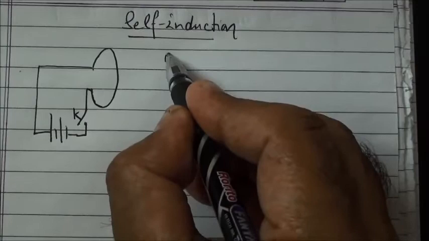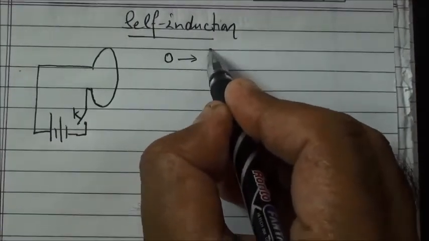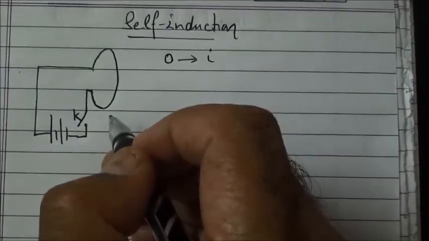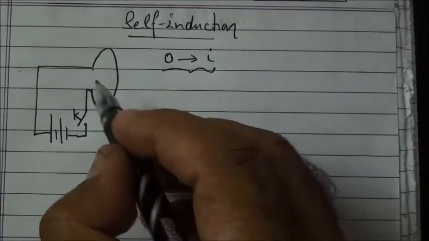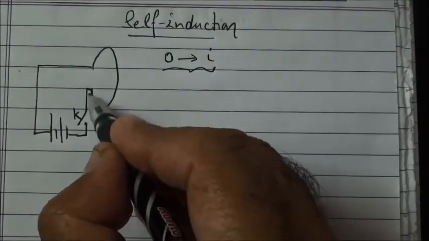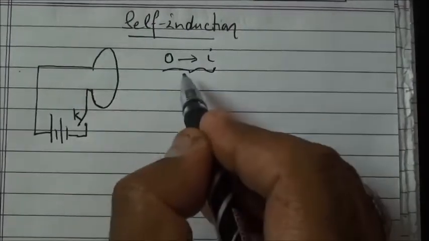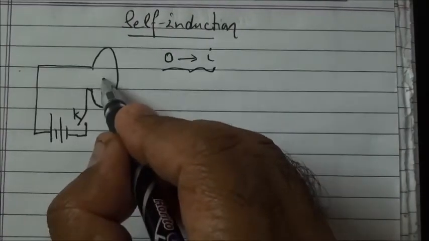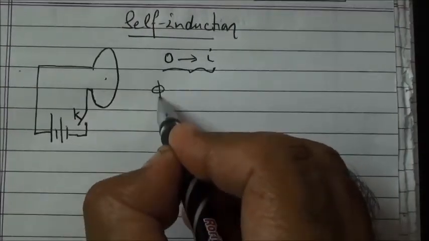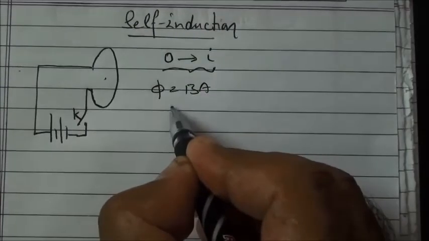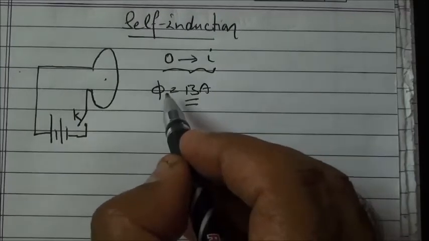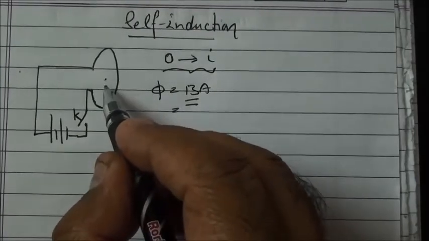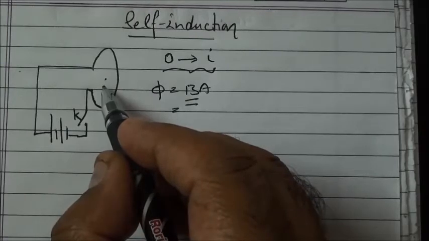Starting, current is 0 and then gradually it increases and maybe it reaches up to I. Now when this current is increasing, this coil has increasing current. Increasing current means the flux will change. We know that flux is B into A and B depends on current. So when the current is increasing, magnetic field is increasing, which means the flux is increasing. So it will oppose the growth and there will be an induced EMF.